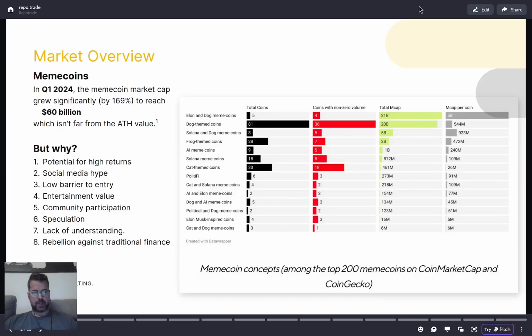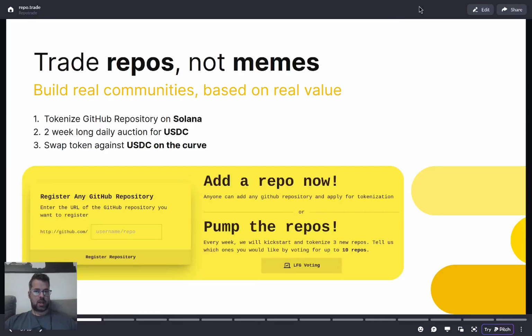I personally think meme coins and the meme coin craze showed us that there's a need for using tokens to establish a community of fans. I would encourage everyone to trade repos instead of memes. What's a repo? A repo is a software repository, initially the ones that are hosted on github.com.